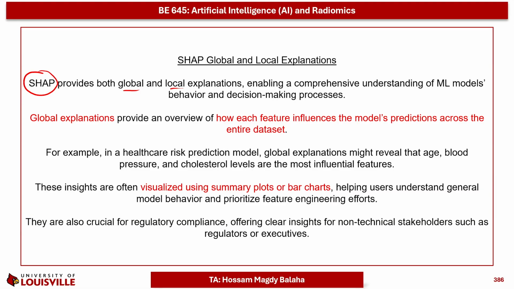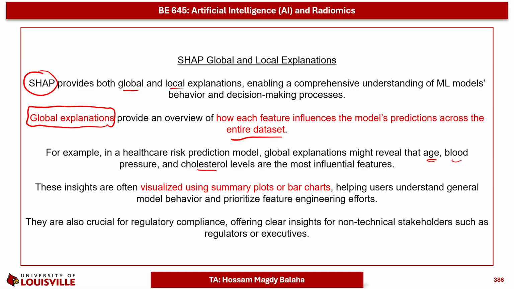So what is the meaning of both global and local explanations? Global explanations provide an overview of how each feature influences the model's prediction across the entire dataset. Let's say the global explanation might reveal the age, blood pressure, and cholesterol levels are the most influential features among the entire features and the entire records.